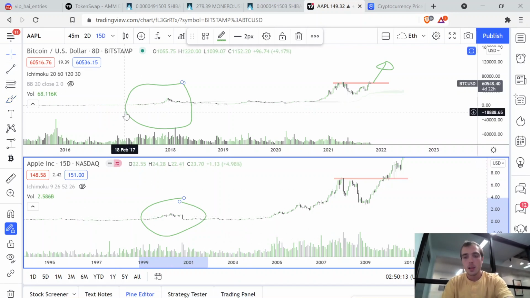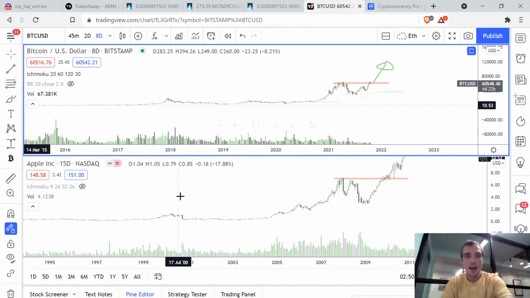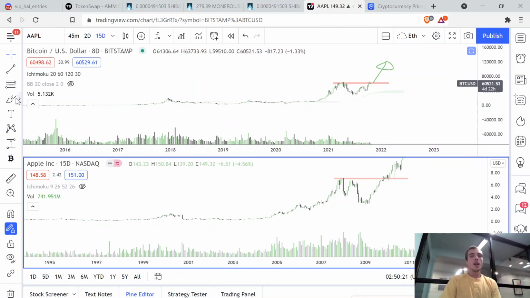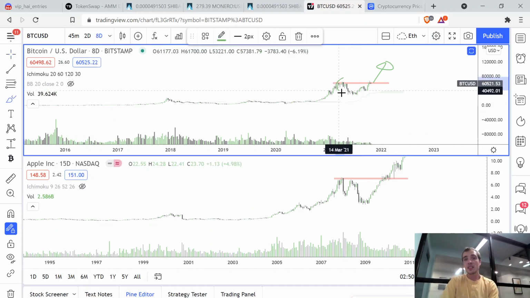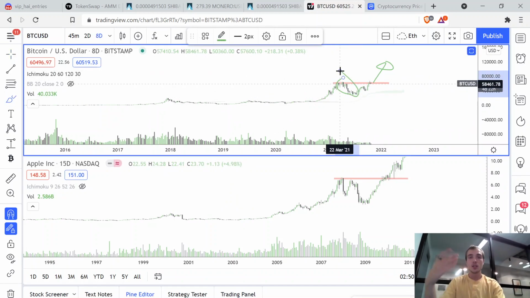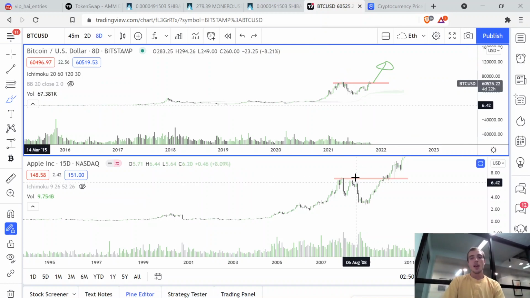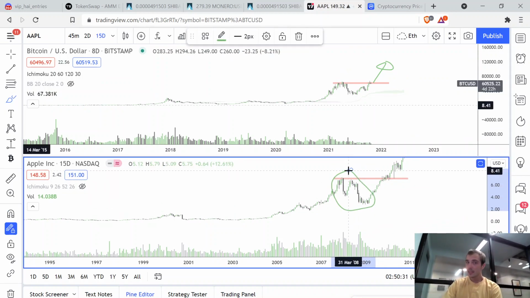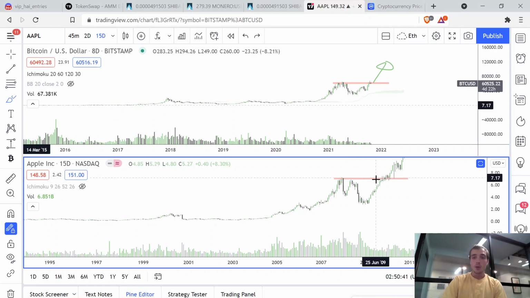So if we take that into account, now let's think about, okay, what's happening right now? Well, Bitcoin over the summer, as you guys know, had the ABC correction, the summer correction. Apple computers in 2008 had an ABC correction. Both of these corrections are about 50%. One is 56%, the other one is 57%.